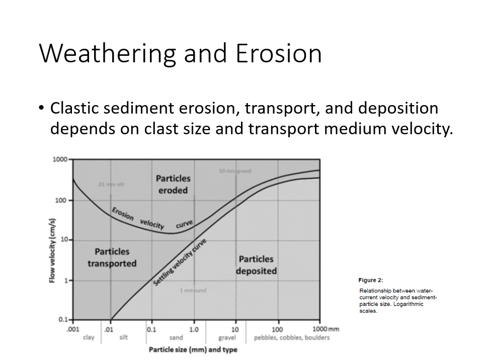In figure 2 on the screen and in your lab printout, you'll notice that at the bottom we have our particle size in millimeters. So clay, silt, sand, gravel, and then larger gravels like pebbles, cobbles, and boulders, going from 0.001 to 1,000 millimeters in diameter. And then up the y-axis we have flow velocity in centimeters per second.